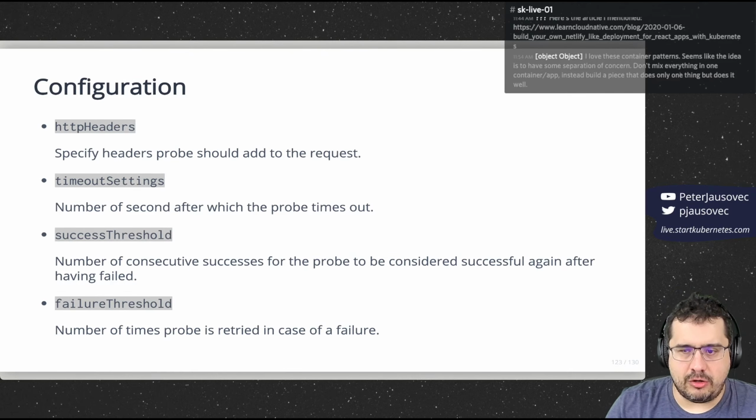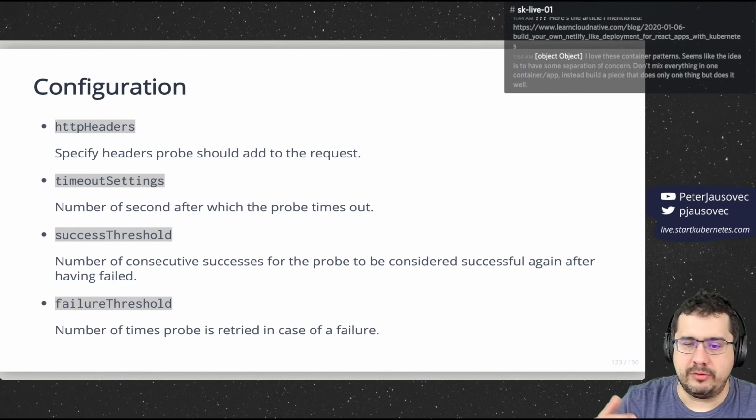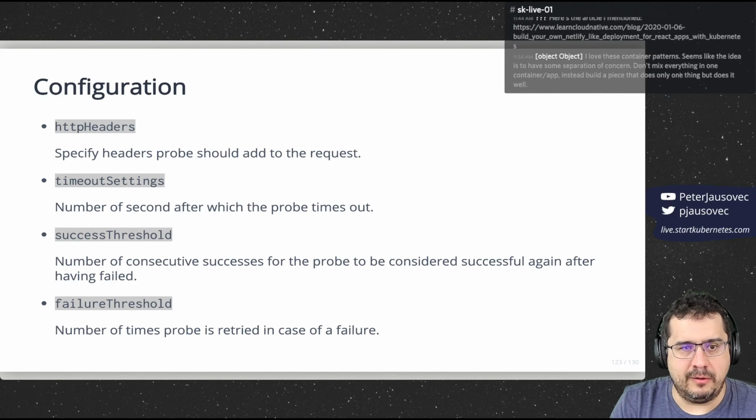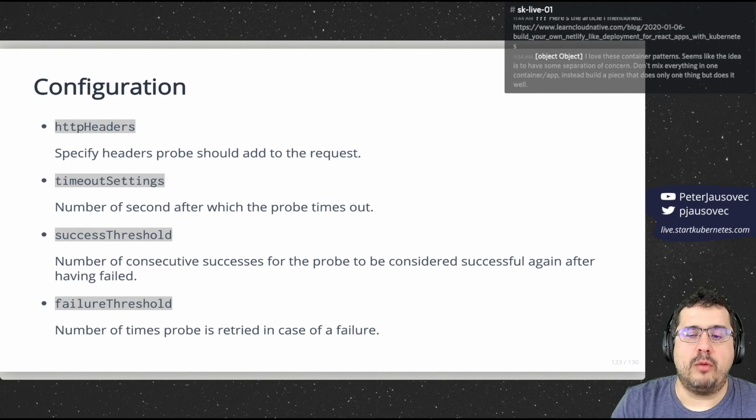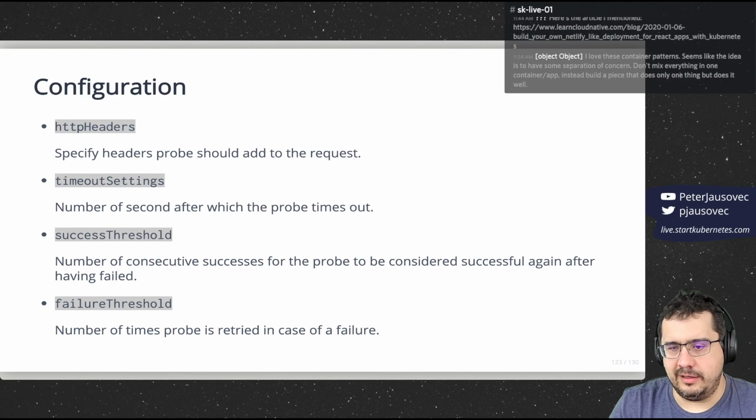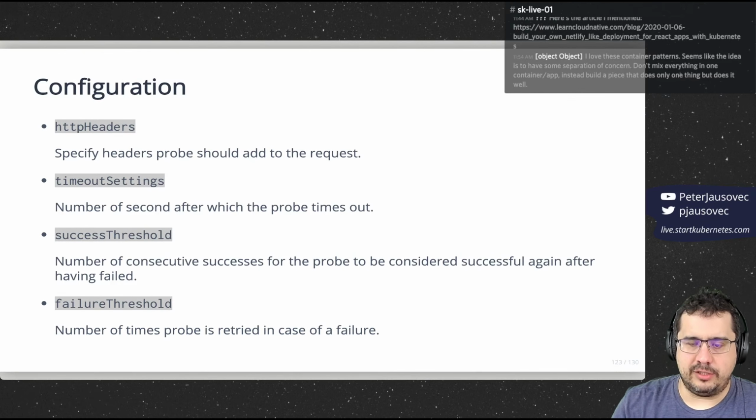Finally, the failure threshold. This is the number of times the probe is retried in case of a failure. So if the probe is still failing after this threshold, the container will either be restarted when we're using the liveness probe, or it will be marked as unhealthy if we're using the readiness probe. So the default value here is 3. So if the probe fails 3 times, the container will either get restarted or be marked as unhealthy. So the default is 3, and the minimum value is 1.